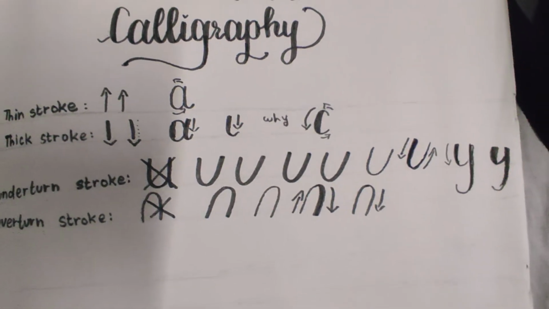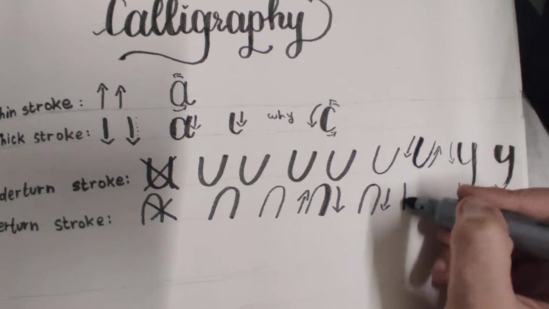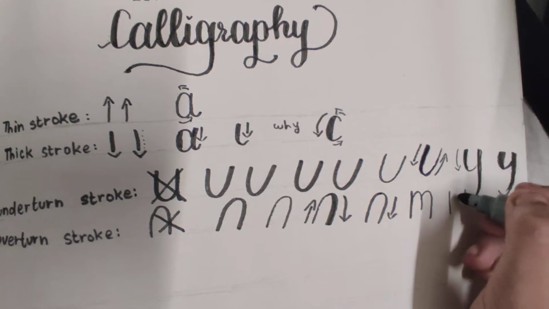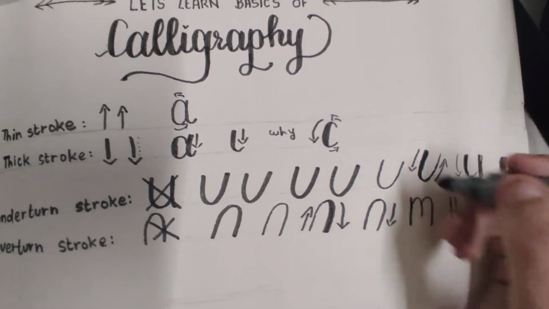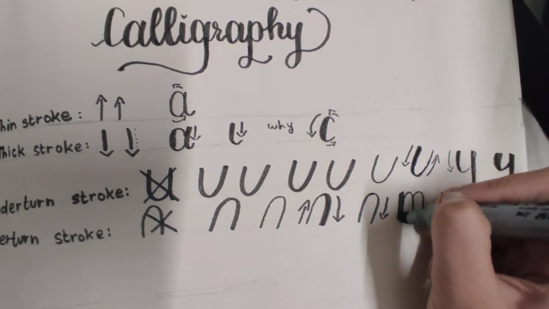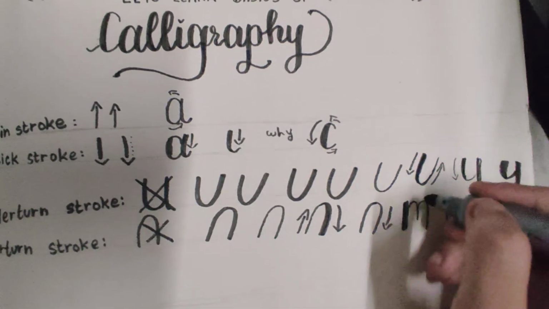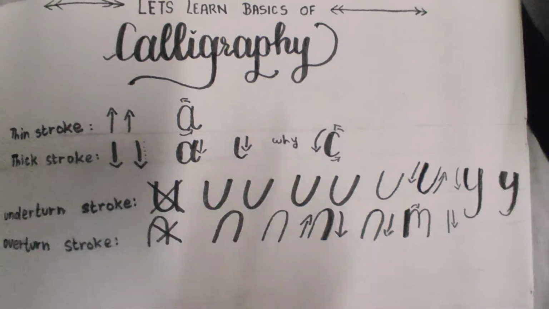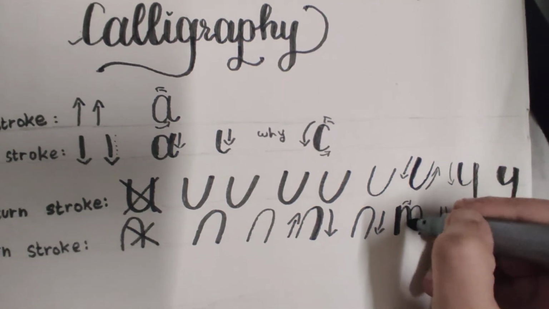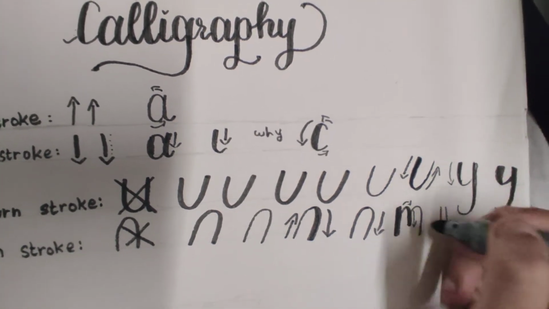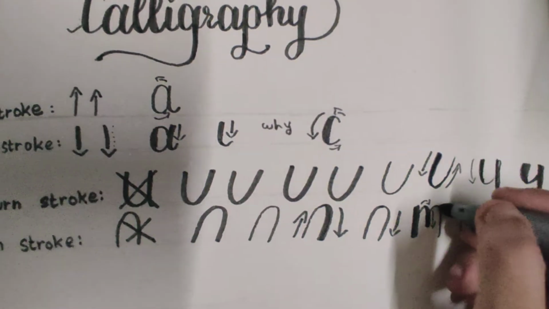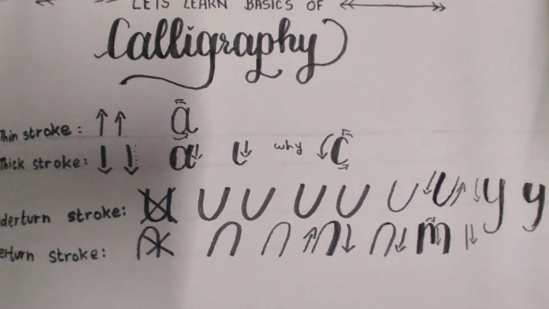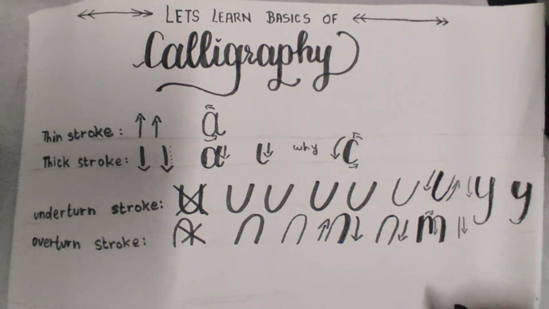Let me give you an example of overturned stroke. For example, letter M. In letter M, this part will be thick, because this part is going from up to down. So let's make this part thick. Afterwards, you will not make this part thick. Why so? Because this part is going from down to up. So we'll make only this one part thick because this part is going from up to down. And in this one also you will repeat the same thing because of the same formula. So this is how you make letter M in calligraphy.